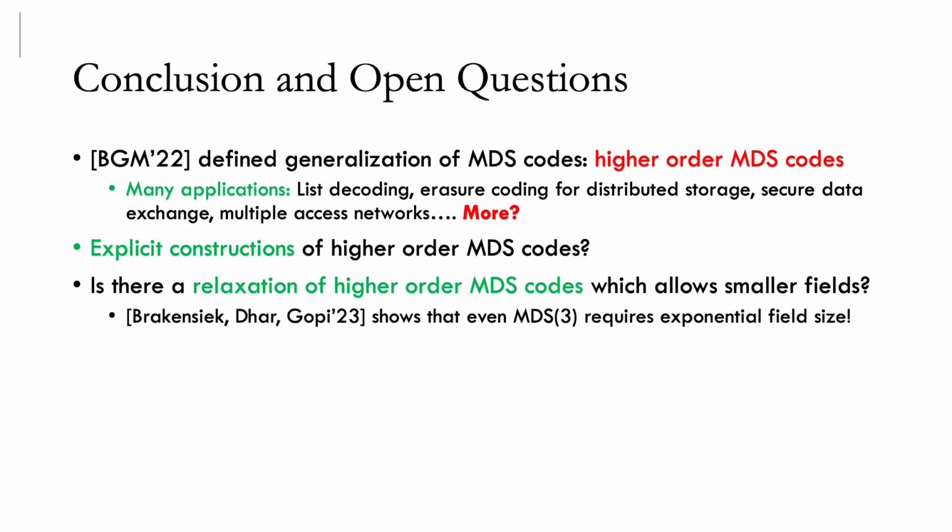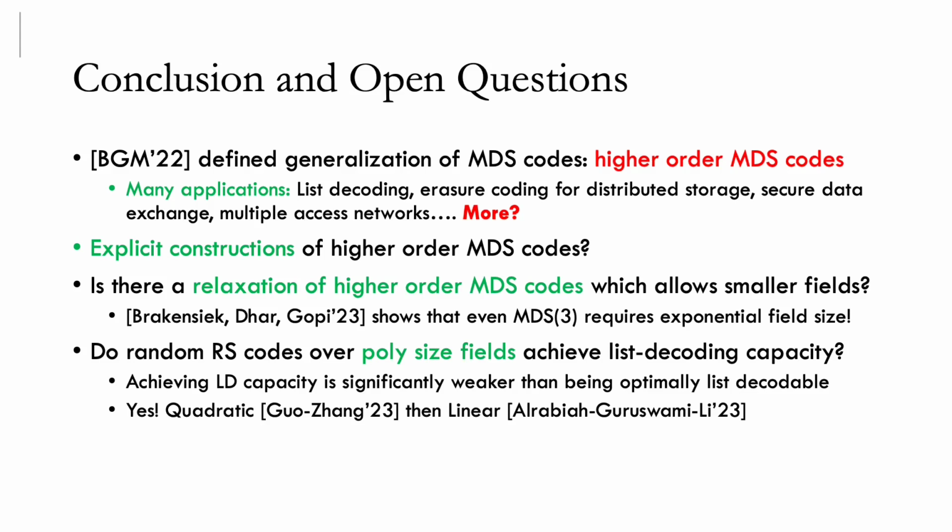Another question is to find relaxations of higher order MDS codes which allow for smaller fields. A recent work by myself, Manik Dar, and Sivakanth Gopi shows that even MDS3 codes require exponential field size. So finding suitable relaxations could help a lot both in terms of constructions and practicality. Another important question is, do random Reed-Solomon codes over polynomial size fields achieve list decoding capacity? And in fact, this question was just resolved in the affirmative in recent works of Guo Zhang and Alrabiah, Guruswamy, Li. We're hopeful that this theory of higher order MDS codes will have even more applications in the future.